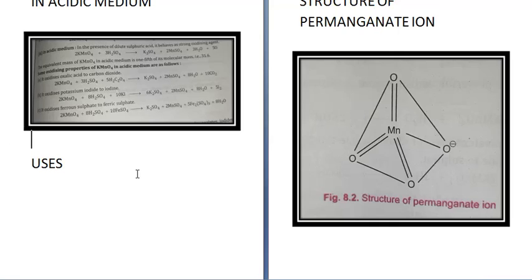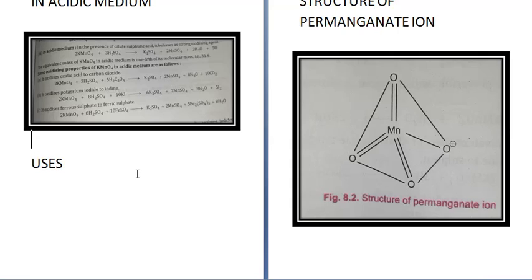Then it is used for detection of the presence of unsaturation in organic compounds in the form of Baeyer's reagent. Baeyer's reagent is nothing but alkaline KMnO4. It is used as a disinfectant and germicide and for purifying water. It is also used for bleaching of wool, cotton, silk, etc.